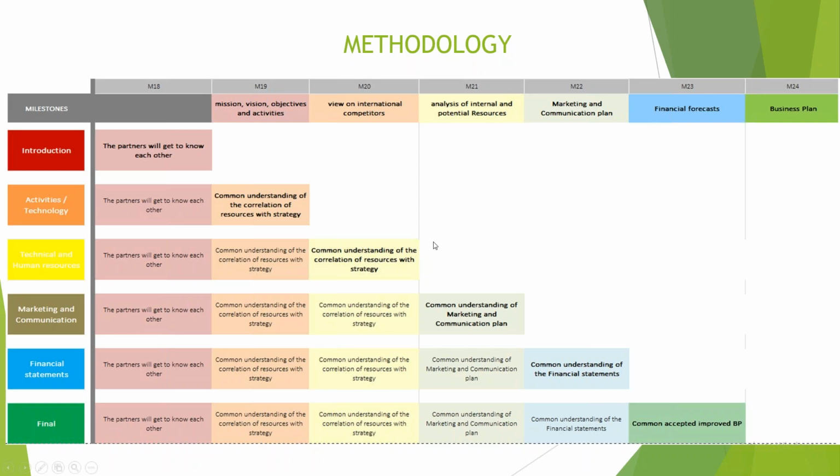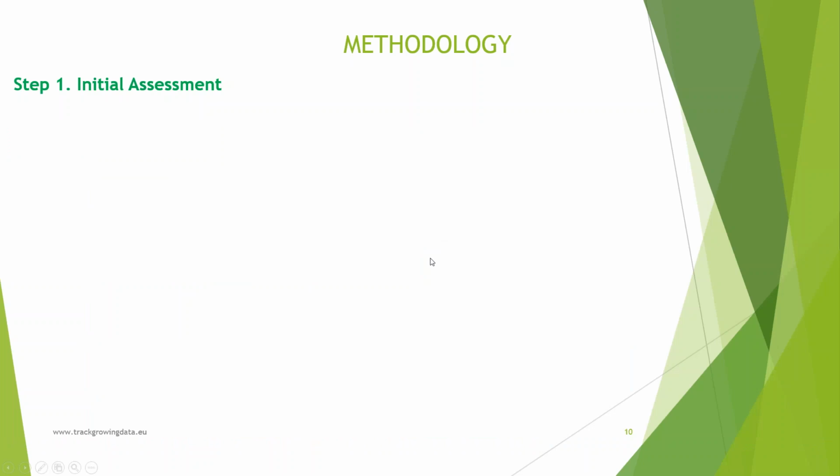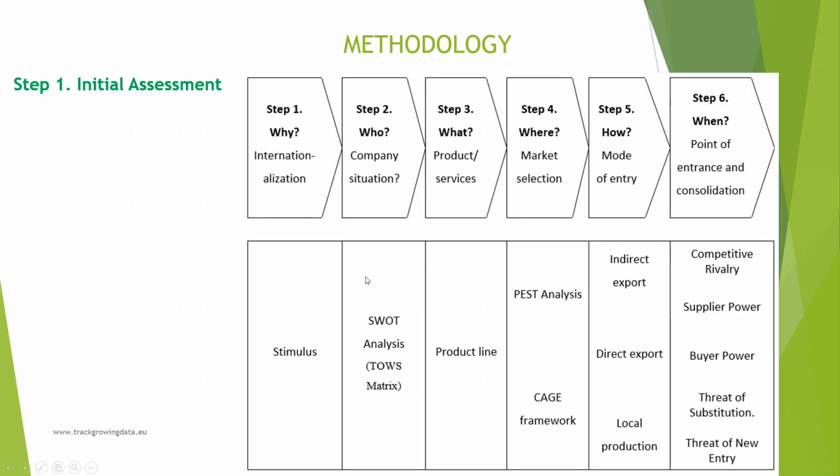And of course, those six steps, we should go through them and have a look at each of them. The first, the initial assessment, is a kind of introspection of the company. So we'll try to understand the company better, and probably give you, as a manager of the company, a possibility to understand better what is happening with the company. In this initial assessment we are aiming at 6 different steps. We call them why, who, what, where, how, and when.